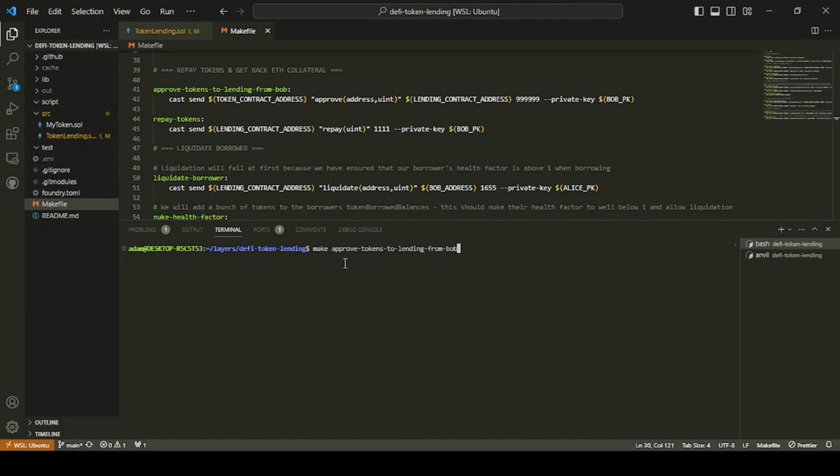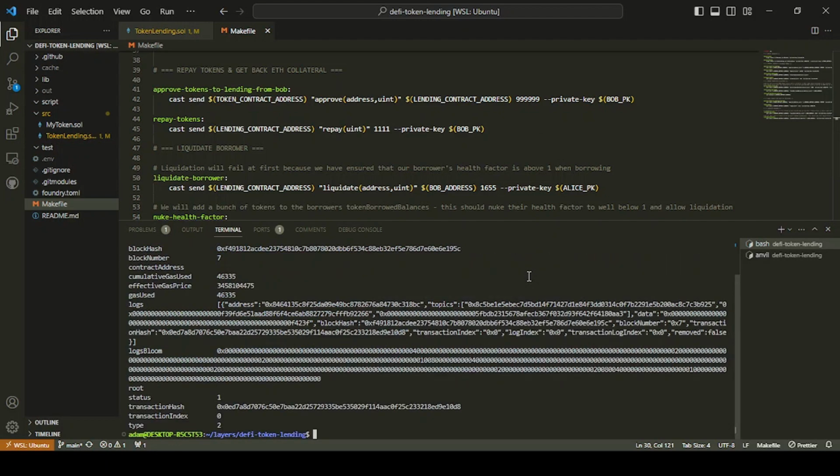Okay, so this is cast send to the token contract address, call approve, and it takes an address and a uint, and the address is going to say let the lending contract spend this many of the tokens. Even though we don't have that many tokens, it doesn't matter because we can say infinite, and then whenever you have it, it'll be able to spend. I'll probably keep Bob. There we go.